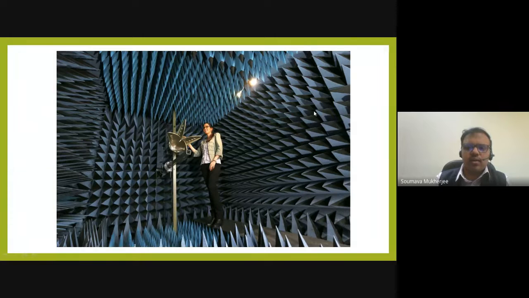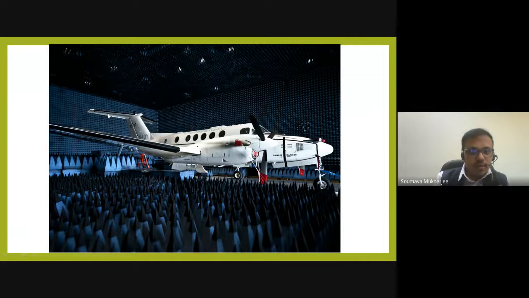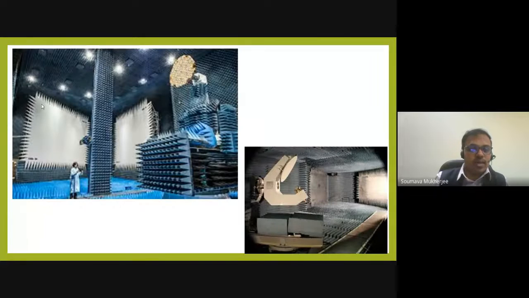I think in Jaipur, some of these systems are available. You can visit there and see it. Depending on what type of antenna you are measuring, it can be small, like a small room like this. It can be as large as this, where you can actually enter a vehicle, and vehicle-mounted antennas you can also measure. Even an aeroplane as large as this.